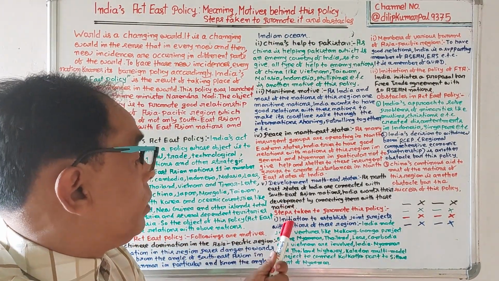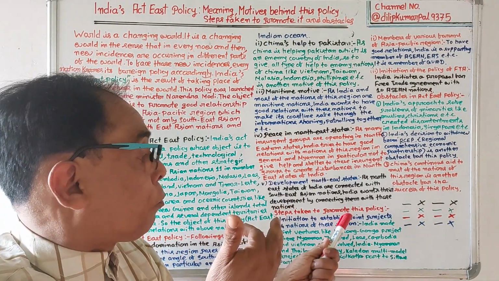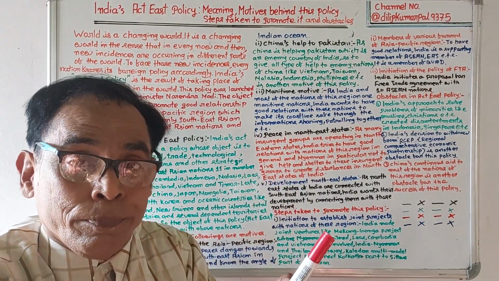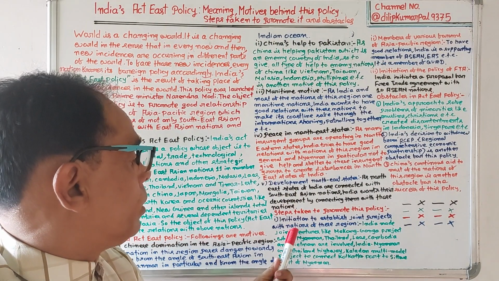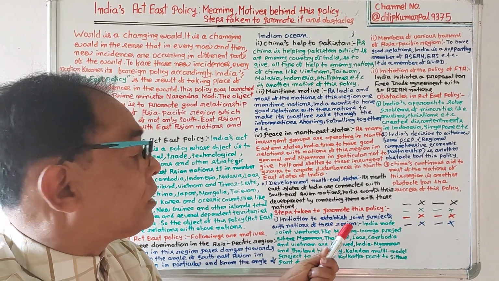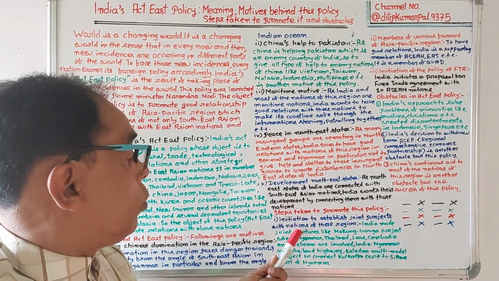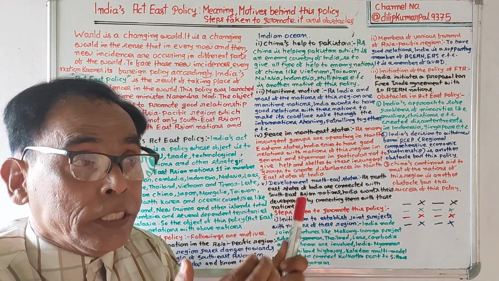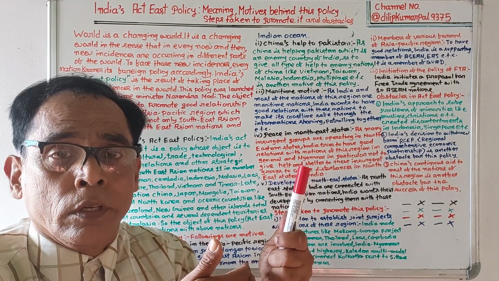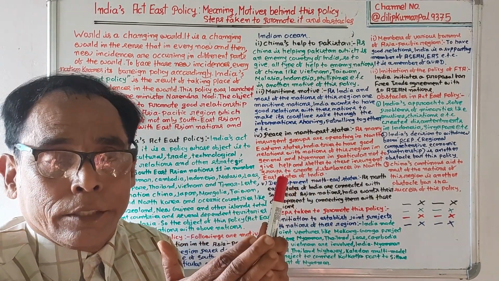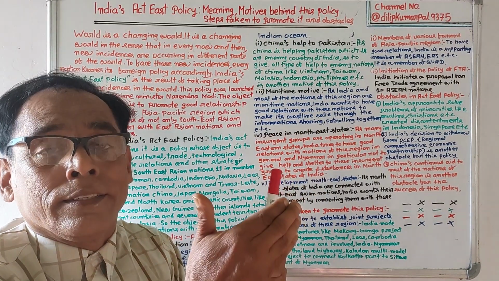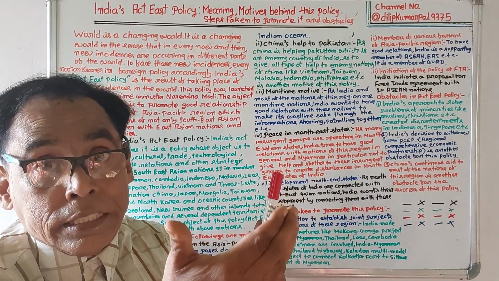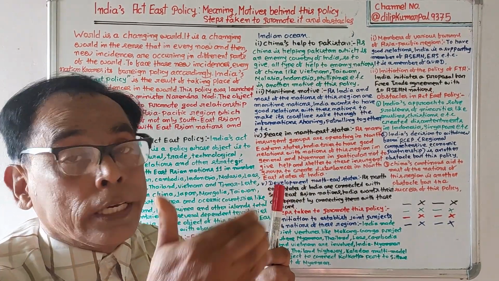Now we'll discuss steps taken to promote this policy. What steps have been taken to promote this policy? Number one, initiation to establish joint projects with nations of these regions. To promote this policy, India has initiated joint projects with nations of Southeast Asia, East Asia, and Oceania countries.